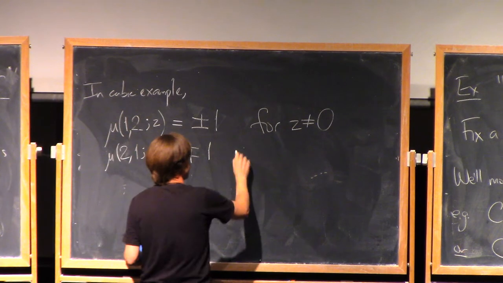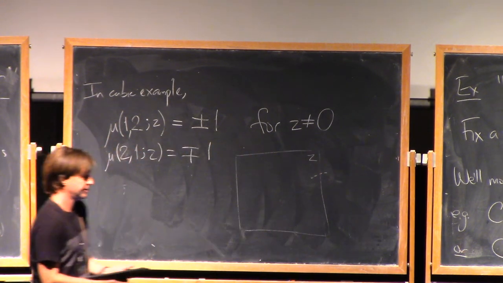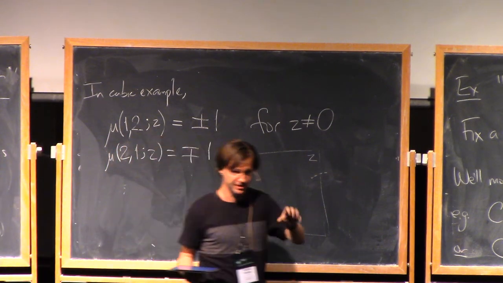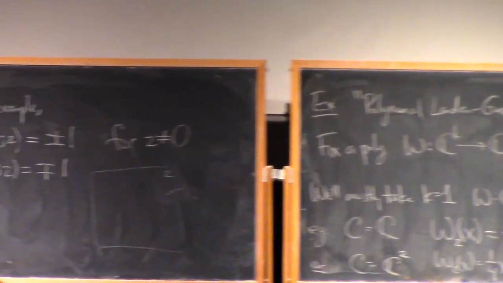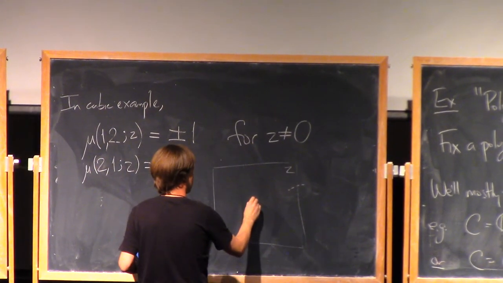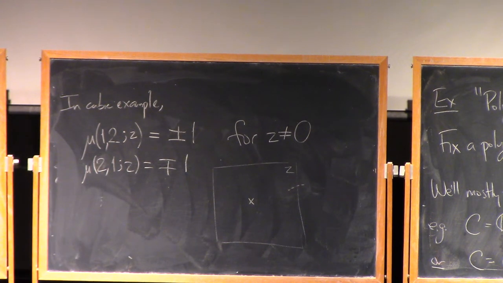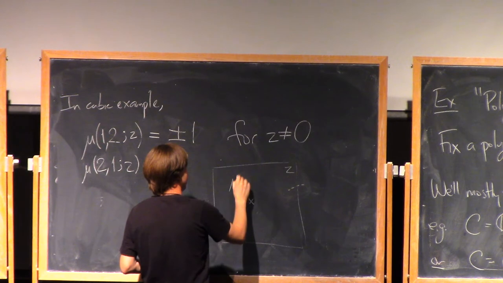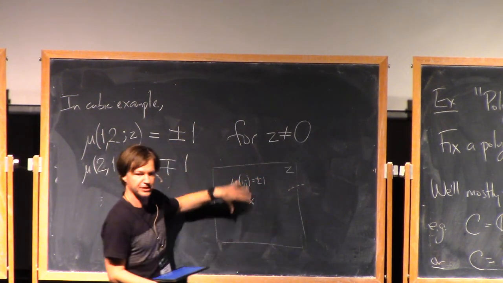So let me draw a picture in the z-plane. Very stupid-looking picture. I think this is the first time I draw a picture in the z-plane. Now we're drawing a picture in the parameter space of these polynomials. That's ultimately going to be the most interesting space. And the picture is just, there's a special point at zero where these two critical points come together. Everywhere else, nothing happens, just mu of ij equals plus or minus one, nothing interesting.